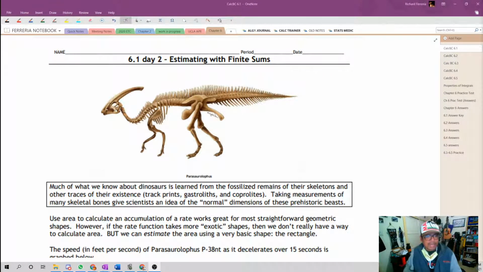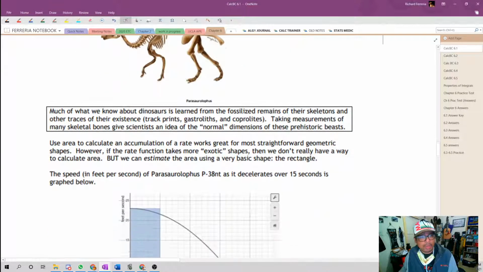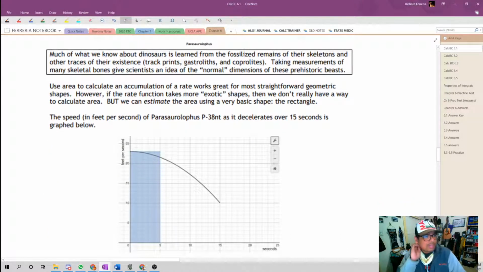Much of what we know about dinosaurs is learned from the fossilized remains of their skeletons, and other traces of their existence: fossilized tracks, fossilized gastroliths, and fossilized coproliths, although I think for those last two, saying fossilized is a little bit redundant. Taking a measure of skeletal bones gives scientists an estimate for the normal dimensions of these prehistoric beasts. So we're going to use area as an accumulation of rate.